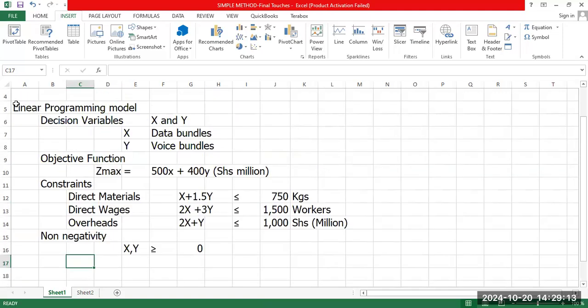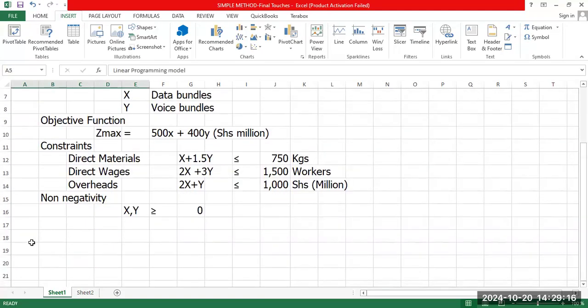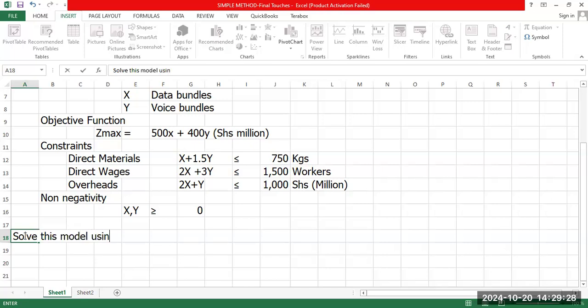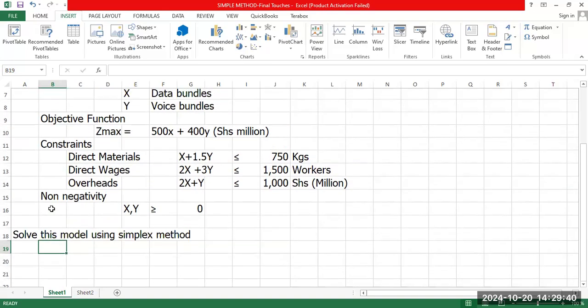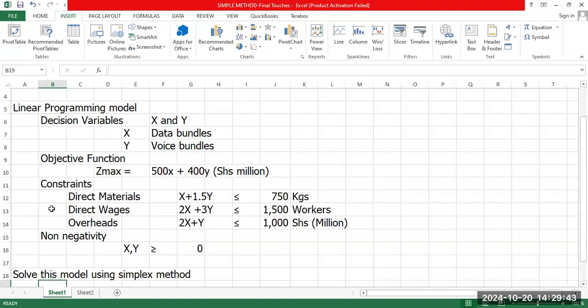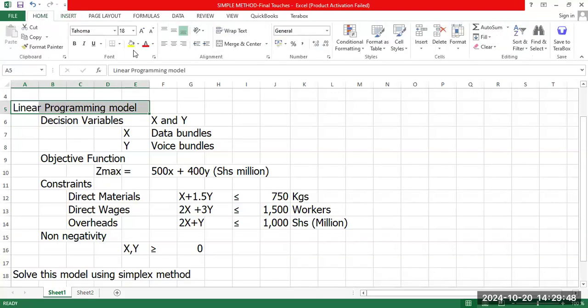Once you have the linear programming model, you go ahead and solve this model. We are solving this model using the simplex method. And when you're solving the model using the simplex method, we have steps that we follow. You have your model, you must follow these steps.